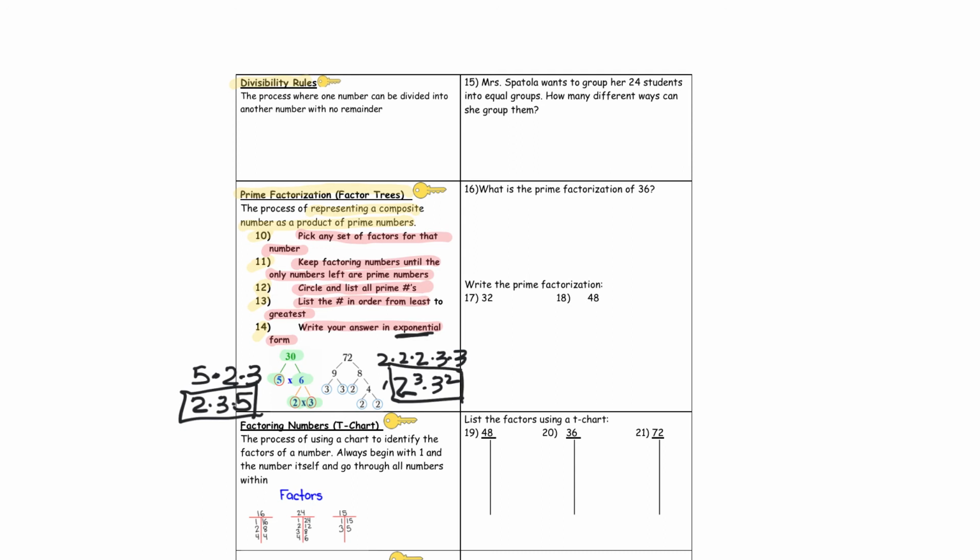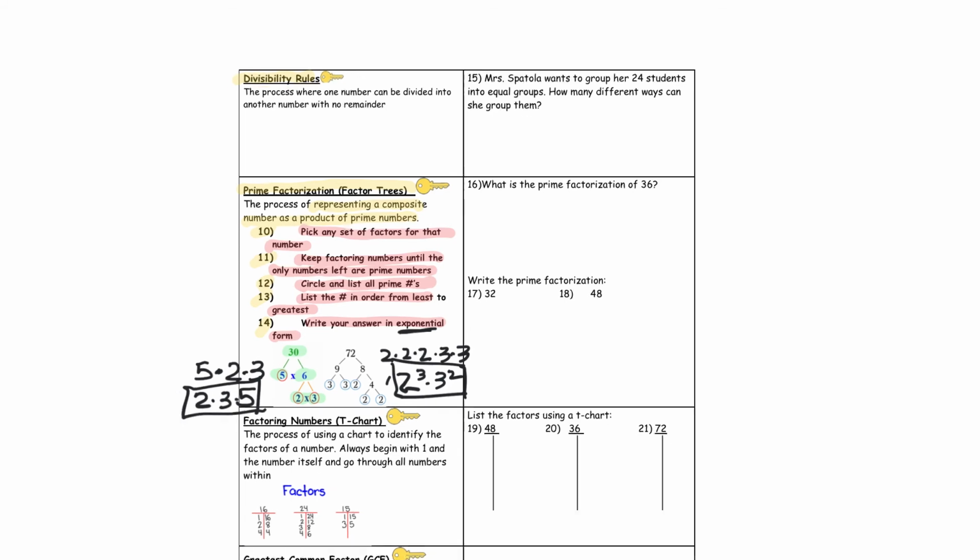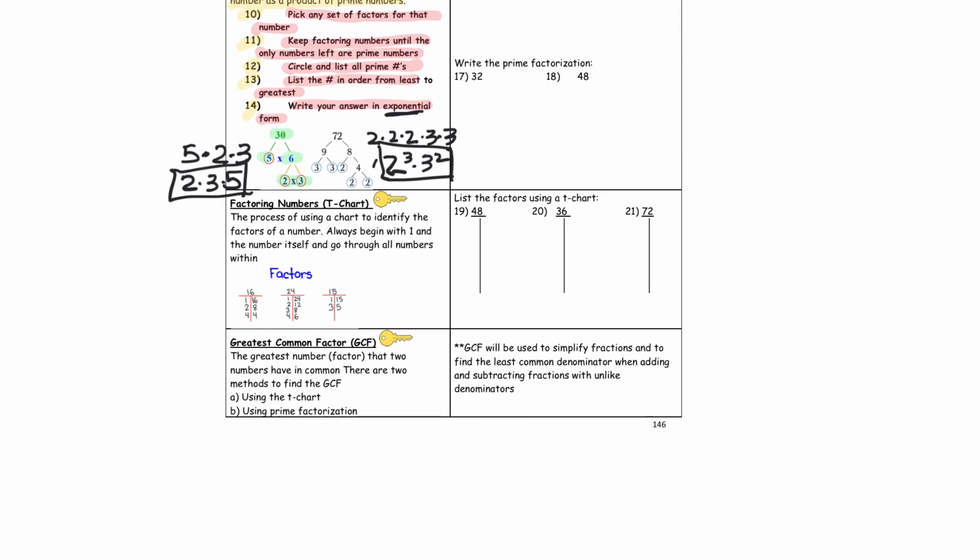More factoring if we continue on. If we look here, factoring numbers using a T-chart, everybody's favorite thing. You need to make sure you start with the number 1 itself. Factoring numbers in a T-chart, the process of using a chart to identify the factors of a number. Always begin with 1 and the number itself and go through all the numbers within.